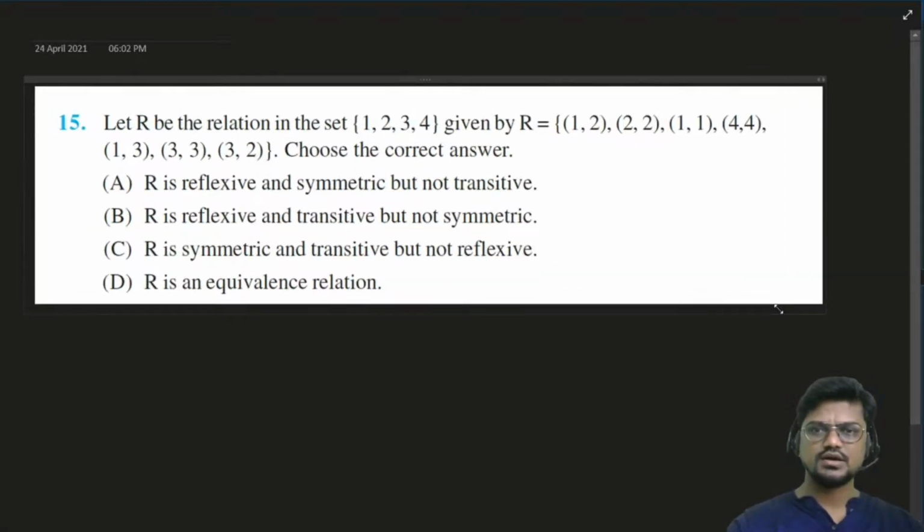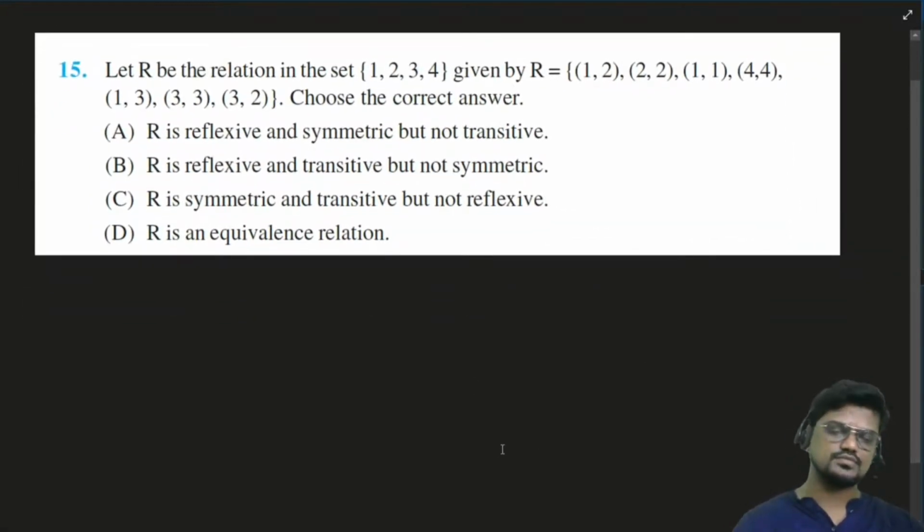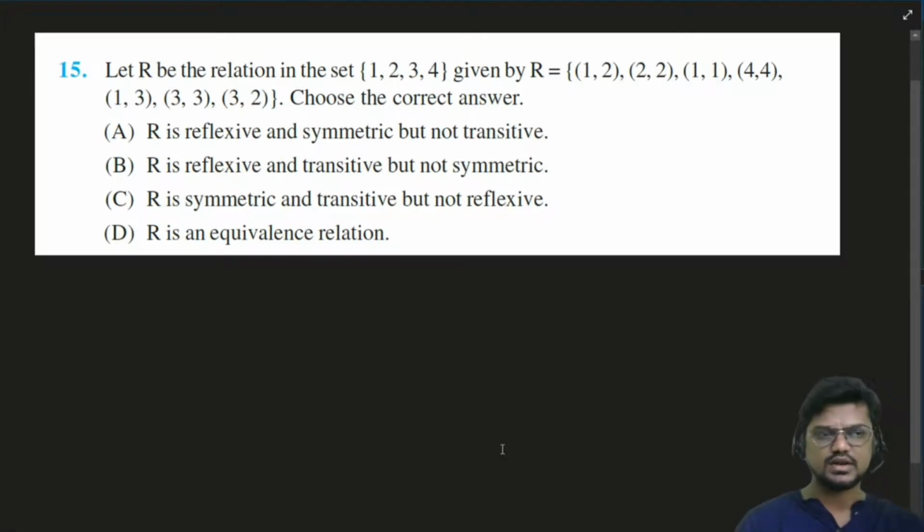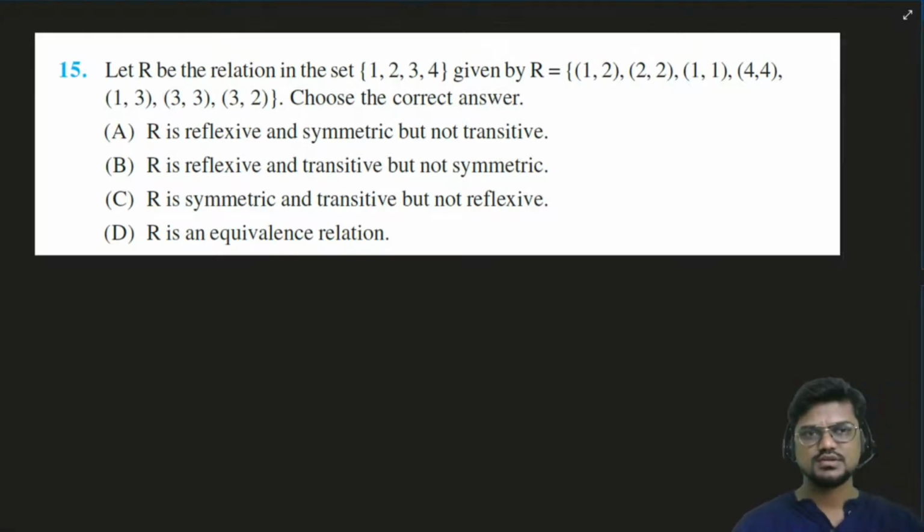So guys, over here, let R be the relation in the set {1, 2, 3, 4}, given by the relation they have given. Choose the correct answer. R is reflexive and symmetric but not transitive. What is it exactly? You can try to solve it in your notebook and give the answer, guys. I'll give you some time to solve this. Okay, please think on it and give the answer. I'll be back in a moment.